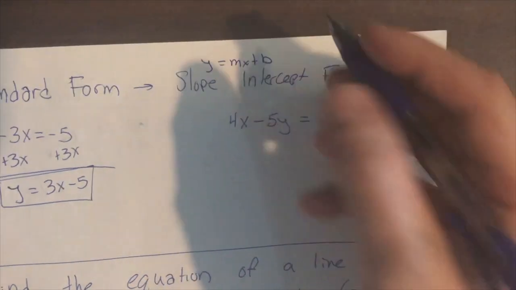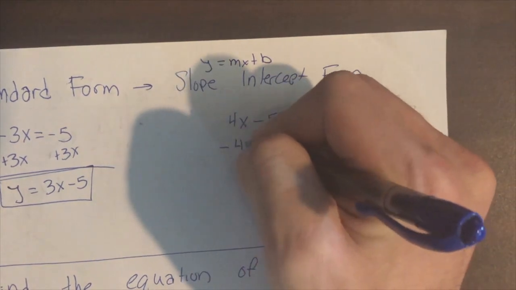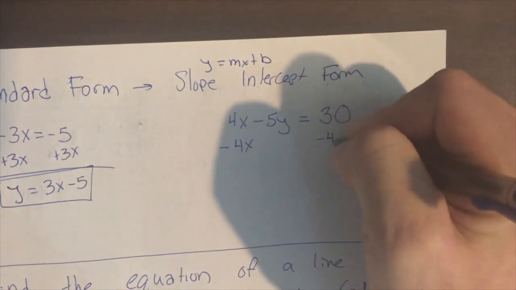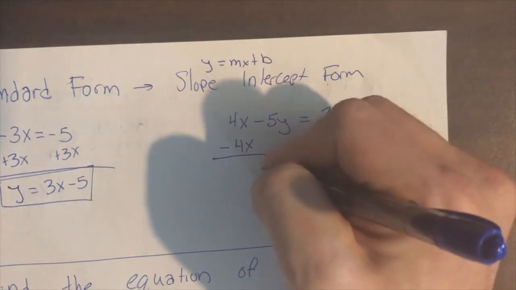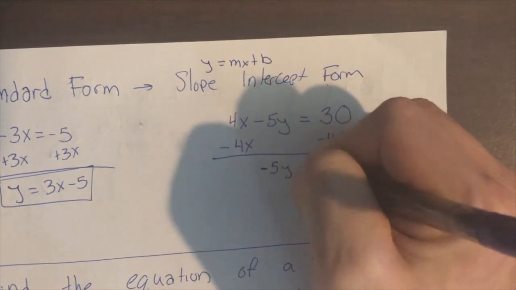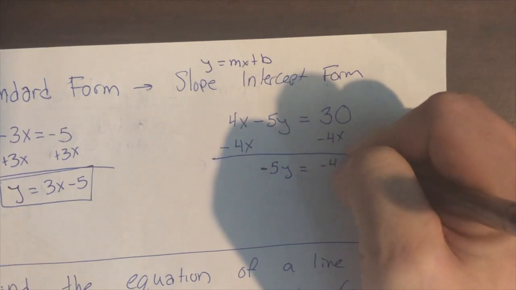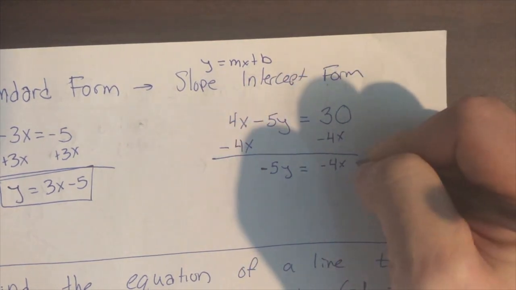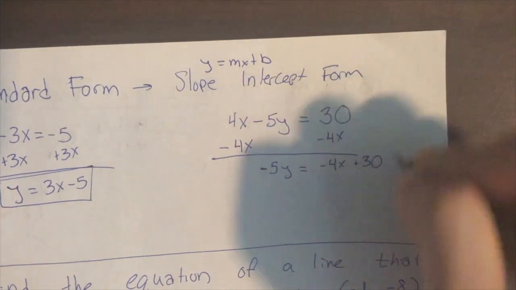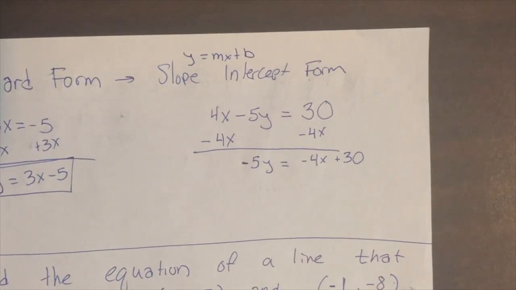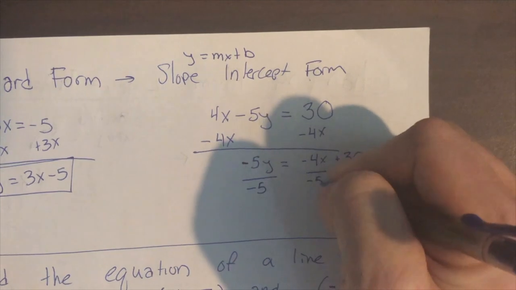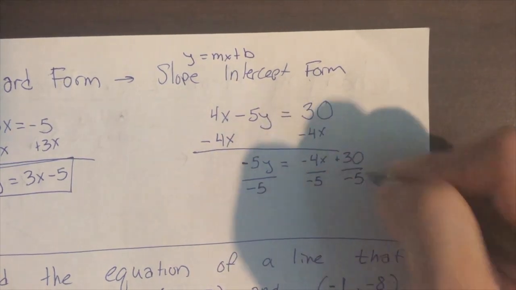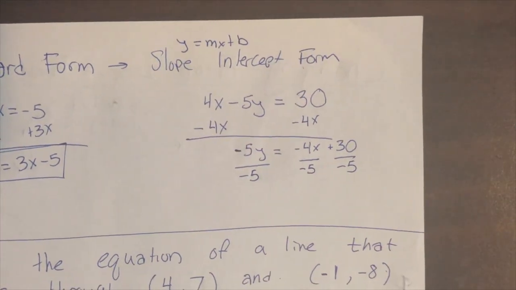I now need to get y alone. So I subtract 4x, divide, or rather put my line there. I'm getting ahead of myself. Division is going to be the next step. Minus 4x, putting the x first, plus 30. Now I divide. Make sure, please, divide by everything.